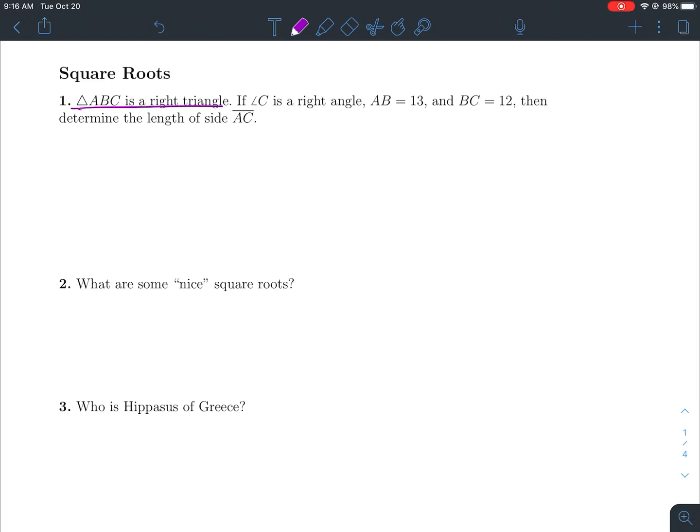So triangle ABC is a right triangle, so make sure that you draw the picture. Now you can tell it's a right triangle because this angle here is 90 degrees, so we'll mark that with a little box. If angle C is the right angle, that means angle C goes here, and then the other letters that we're going to be using are A and B, and they didn't give us any information about these, so we can put A here and B here.